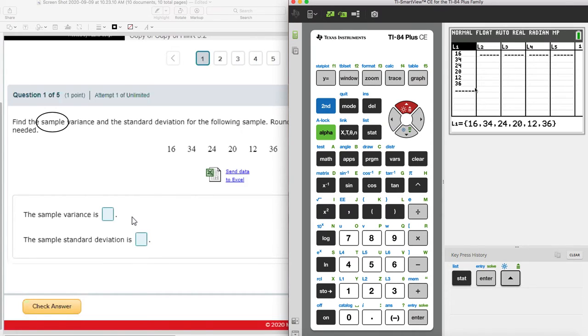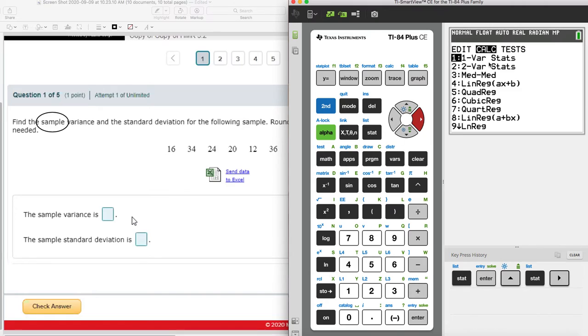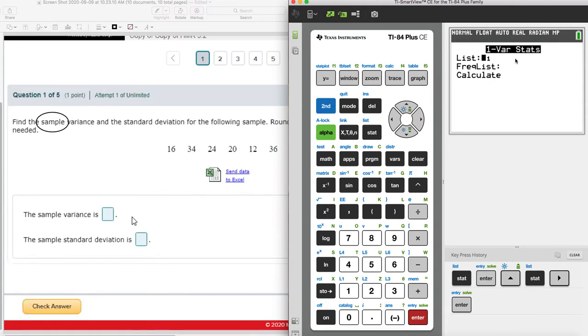I'm not going to do that right now because these are the numbers that I want to use for this problem. So once you've got your numbers entered in from the problem, then you hit the stat button again, this time arrow over to calc. So far this is all exactly what you did for mean and median. And again, you're going to go with the one var stats. You're going to probably already have your L1 on list, and that's just wherever you put your numbers. Frequency list still stays blank, and then calculate and enter.